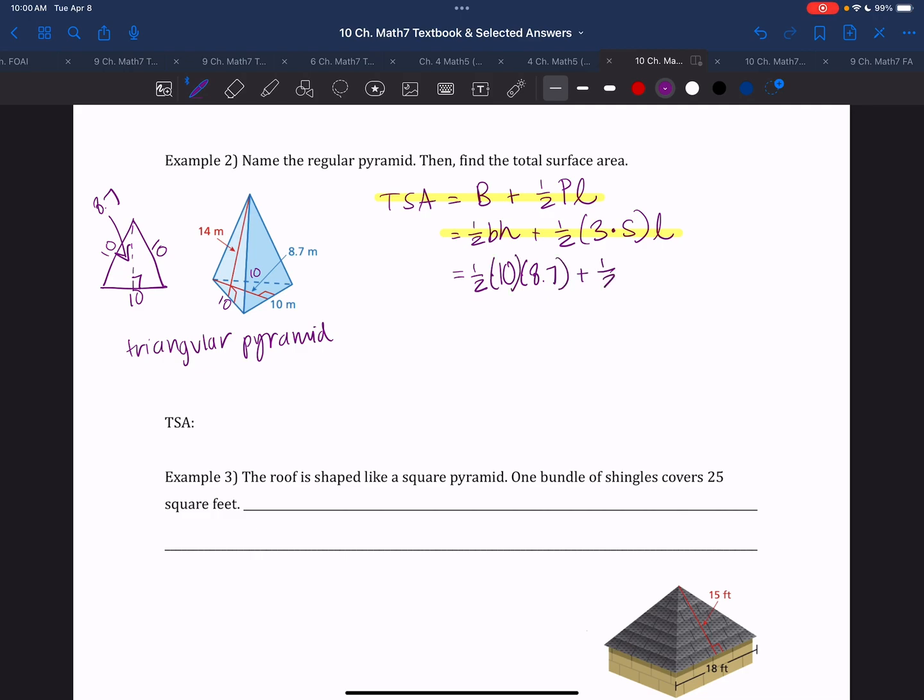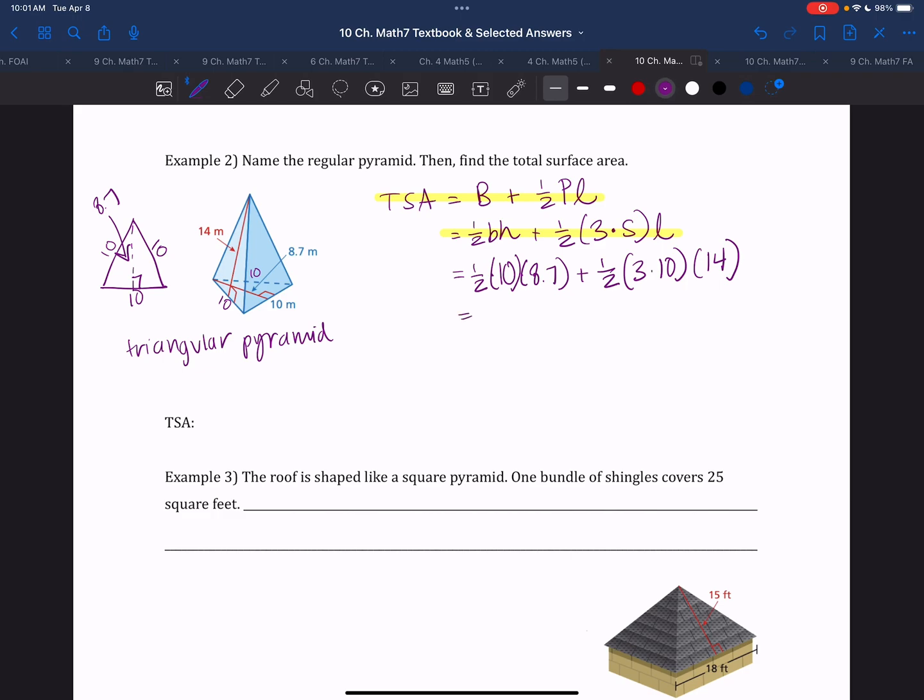All right, now I'm going to find the perimeter. To do that, you just do 3 times the length of the side, which is 10. So 10 plus 10 plus 10, or 10 times 3, or 3 times 10. And then I'm going to multiply it by the slant height, which is 14. So again, the slant height is 14.